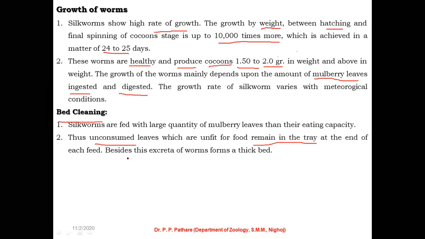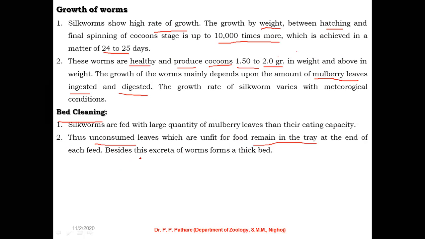Besides this, excreta of worms form thick beds. If the eating capacity of the silkworm is very high, they can produce a large amount of excreta, and this excreta is also present in your rearing tray. So an unhygienic condition is present in your rearing tray.